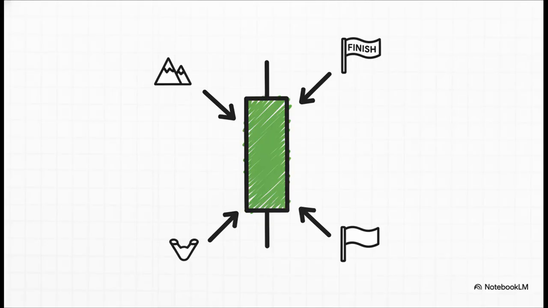And each bar gives us 4 critical pieces of intel. The open is where the battle started for that period. The high is the absolute peak for the buyers. The low is the furthest the sellers could push it. And then there's the close. And the close is everything. It's the final price when the bell rings, and it tells us who was in control when it really counted.